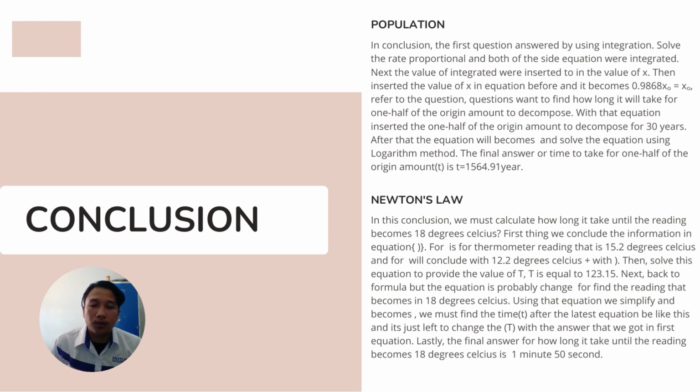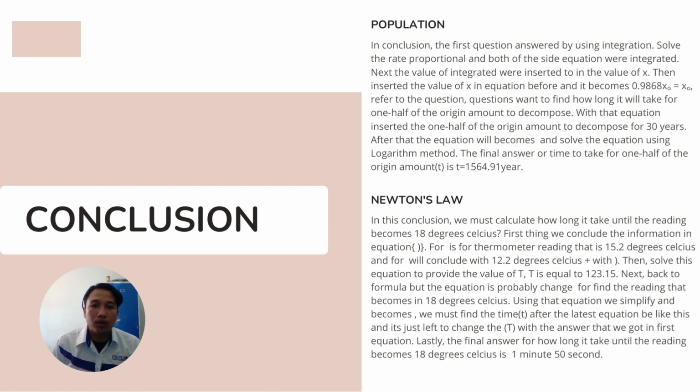I will continue with the conclusion of the questions. The first is about population. In conclusion, the first question was answered by using integration, solving the rate proportional equation, and both sides of the equation were integrated. Next, the value of the integral was inserted into the value of x. Then the value of x was inserted in the equation before, and it becomes 0.9866 x0 equals x0.